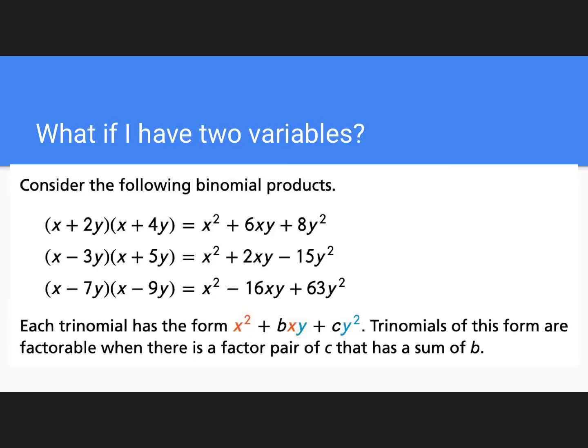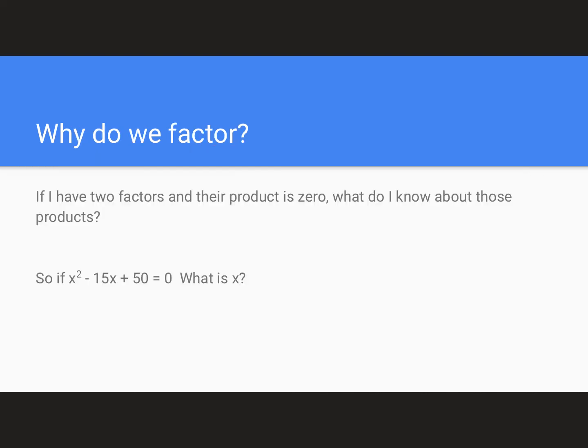So what if I have two variables? This looks pretty similar, except instead of having just x plus 2 and x plus 4, we have this extra y here and the y squared here. So it factors the same way. You need numbers that multiply to c and add to b, but you're just going to add the y as part of your factoring. Each trinomial of the form x squared plus b times xy plus c times y squared will give us these factors.